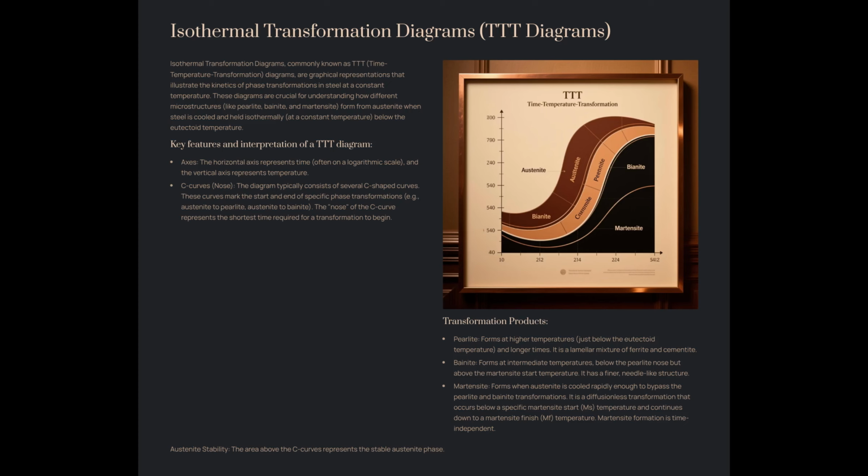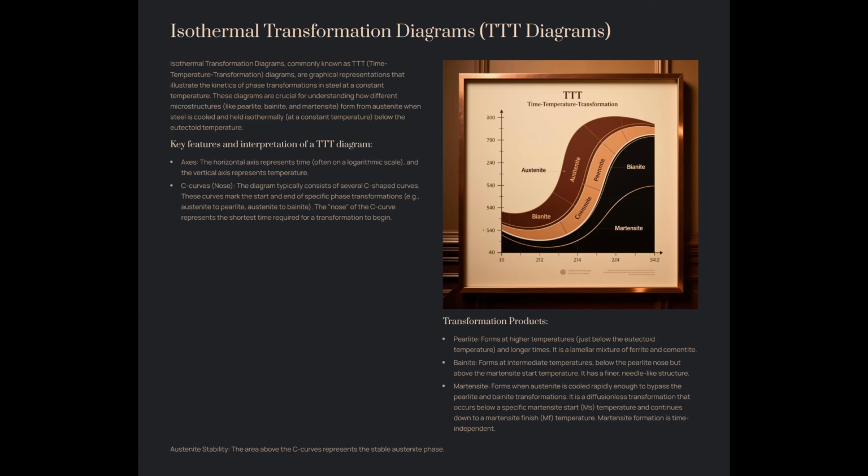How TTT diagrams are used. TTT diagrams are used to predict the microstructure that will form in a steel alloy when it undergoes an isothermal heat treatment. By selecting a specific temperature and holding time, engineers can control the transformation products and thus the final mechanical properties of the steel. For example, to obtain a fully pearlitic structure, the steel would be cooled rapidly to a temperature within the pearlite region and held until the transformation is complete. To obtain bainite, it would be cooled to a lower temperature in the bainite region.